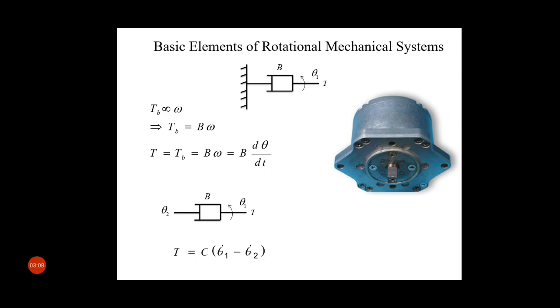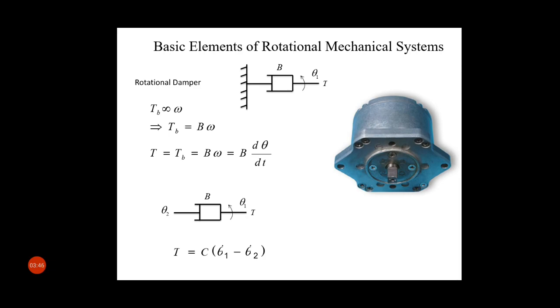Now the second element is the rotational damper. Damping occurs whenever a body moves through a fluid. The damping is represented by a dashpot with a viscous friction coefficient capital B. Whenever a torque capital T is applied as shown in the figure, it is opposed by the damping torque, represented as capital T suffix B.